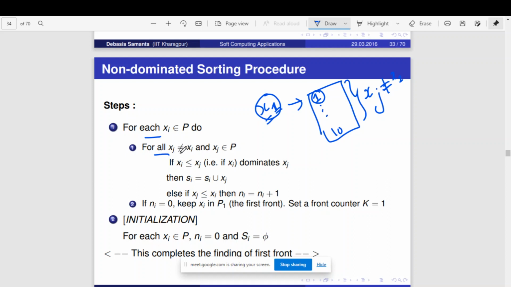So this condition is there: for all xj not equal to xi. Everybody from this list should be compared with xi, other than xi, and xj should belong to the population. So xj belongs to the population means everybody from this population should be compared, but xj should not be equal to this xi. Then we check if xi is less than or equal to xj. The problem is minimizing. So if xi is less than or equal to xj, then who is dominating whom?